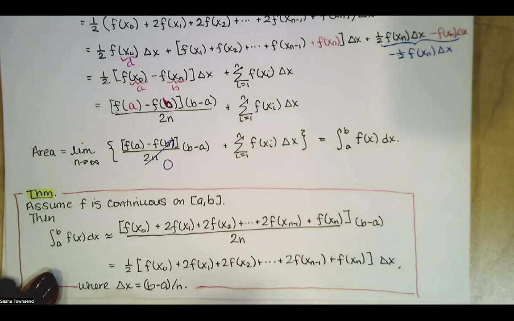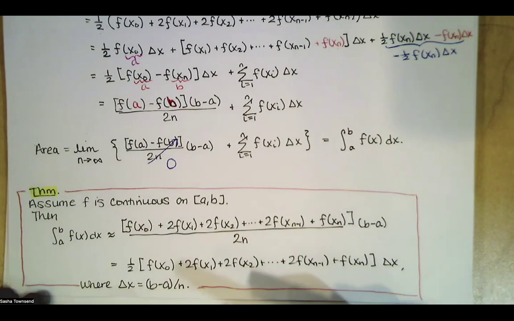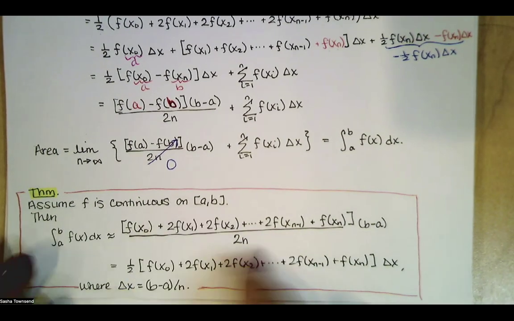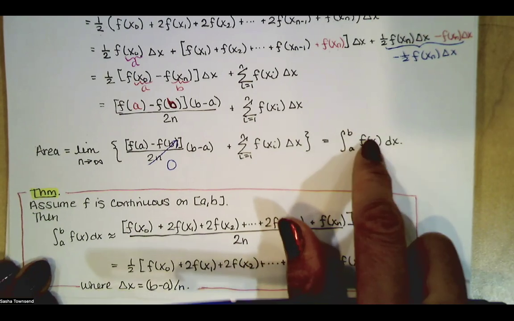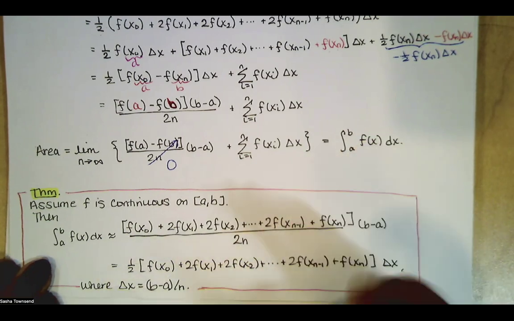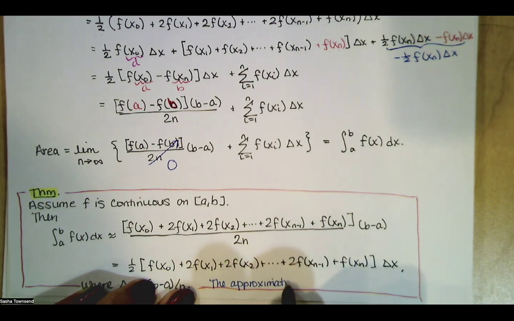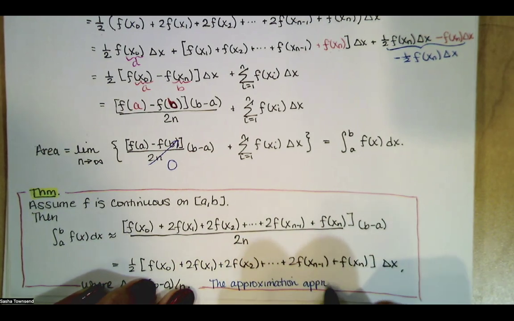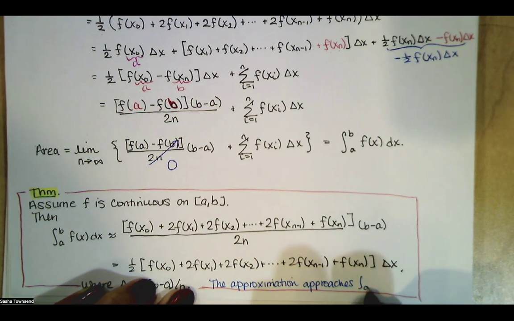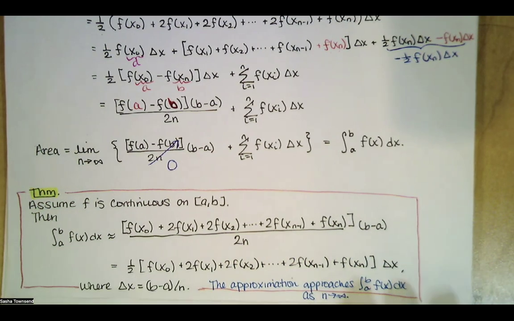And I forgot to write it here, but it's an important part of the theorem. This sum approaches the value of the integral as n goes to infinity. So we'll say the approximation approaches that value as n goes to infinity. So if you use more trapezoids, you're going to get a better approximation. So we can do that for a particular function. Let's do that.